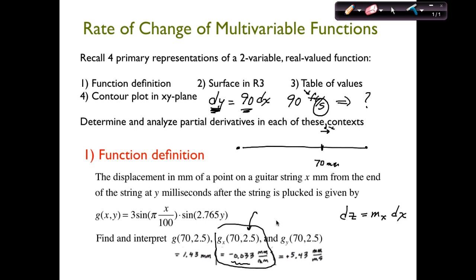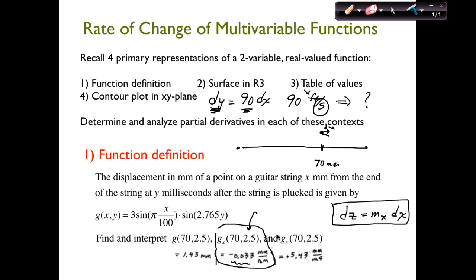So we are in positive territory. So here we are 1.43 millimeters up, right? So what does it mean? If you increase your distance down the string a little bit, it's saying that the displacement will go down by 0.033 times as much as whatever little change in distance you picked. Again, it's this right here.